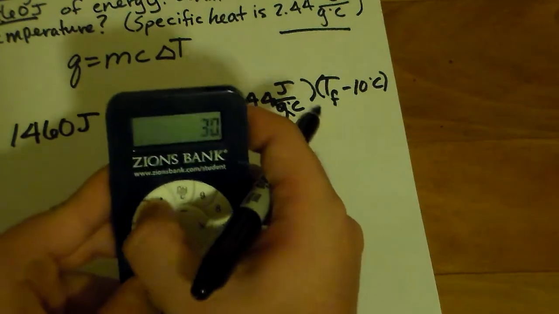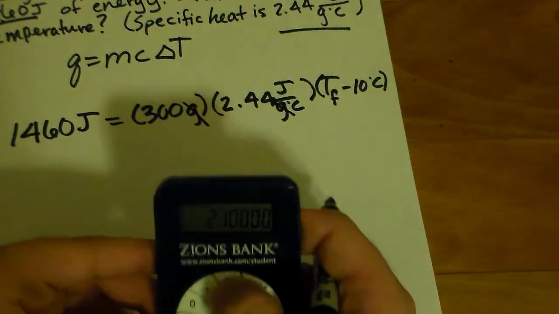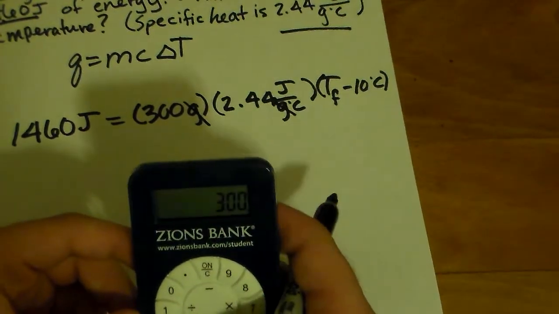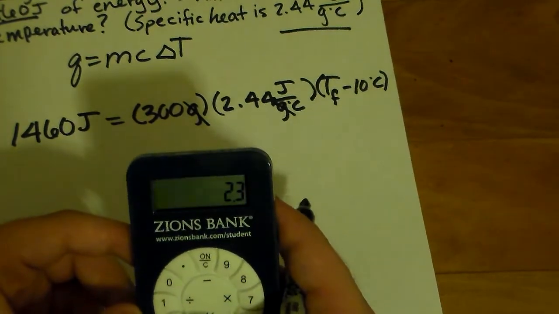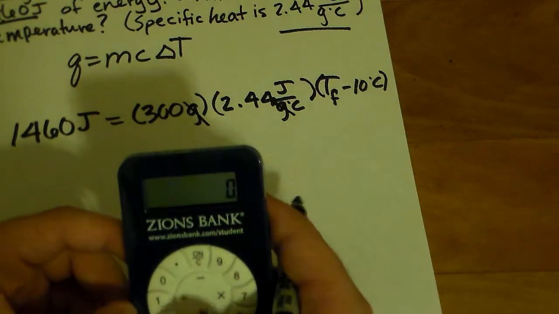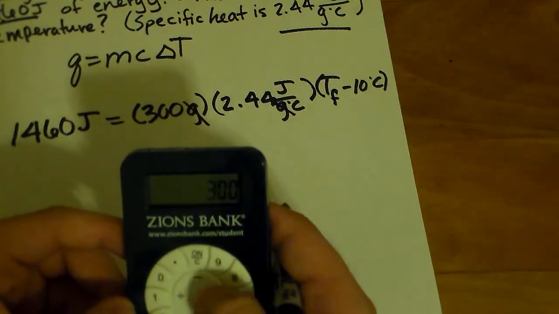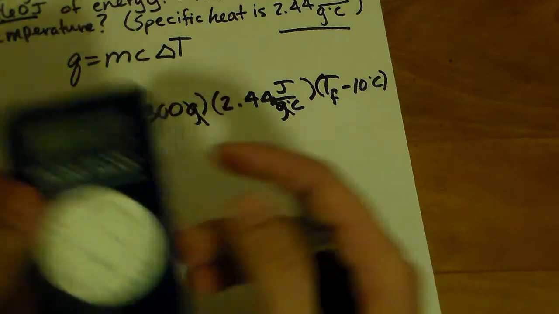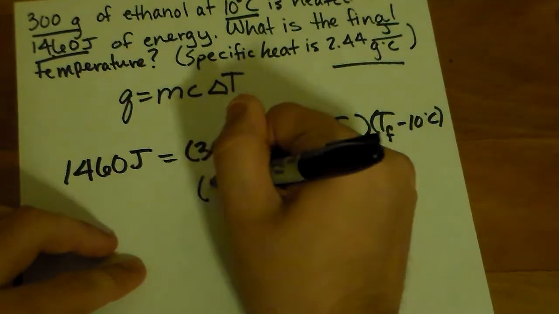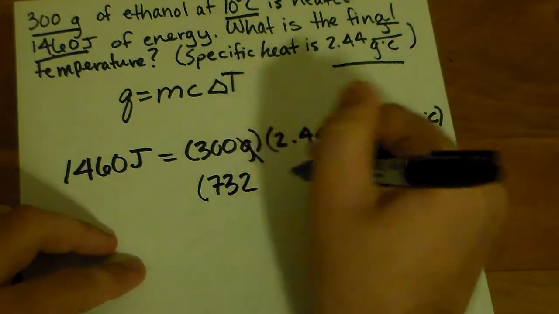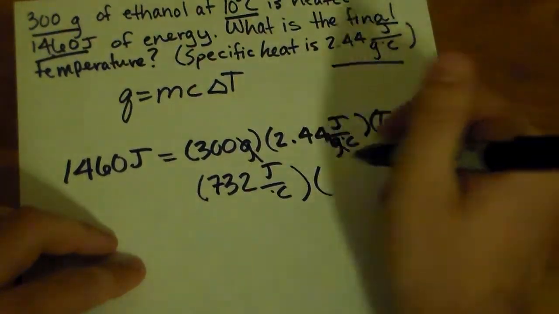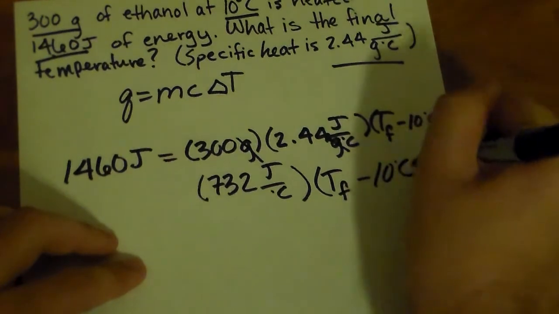So it's going to be 300 times 2.44, that will equal 732 joules per degree Celsius. We will now write TF minus 10 degrees Celsius.